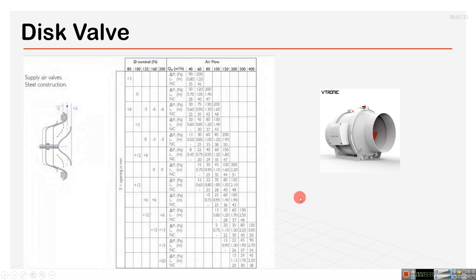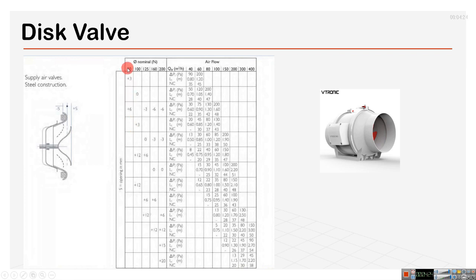This is the disc valve catalog, and here is the opening in millimeters. Here there is plus S, there is minus S, and this is the neck size of your selected disc valve, and this is the flow rate in cubic meters per hour, and according to the opening there is a pressure drop in your disc valve, and according to this pressure and your duct friction loss, you must select your ducted exhaust fan.